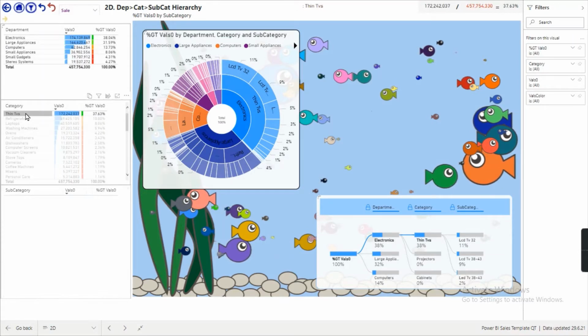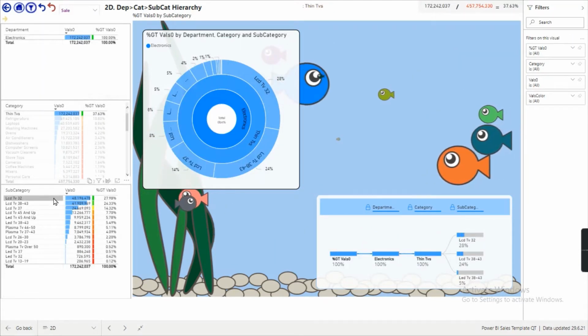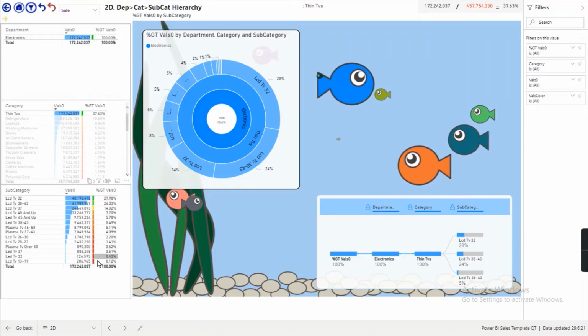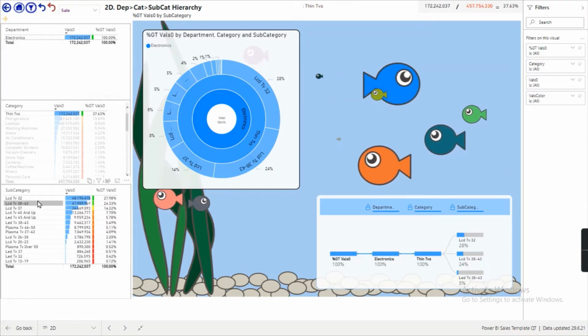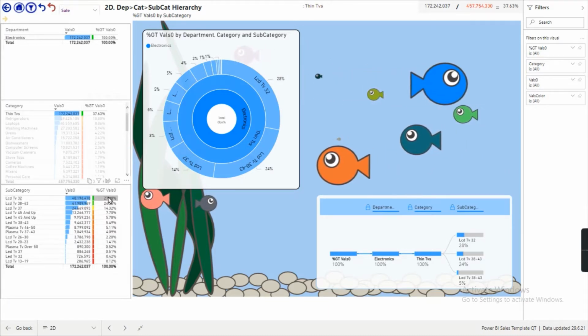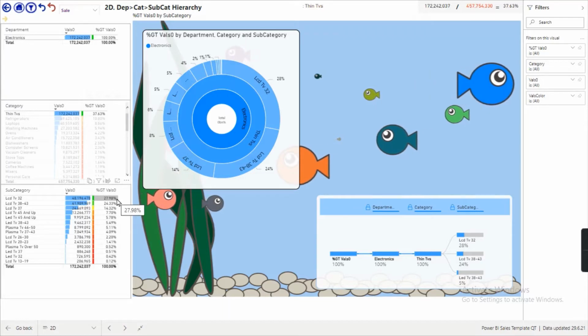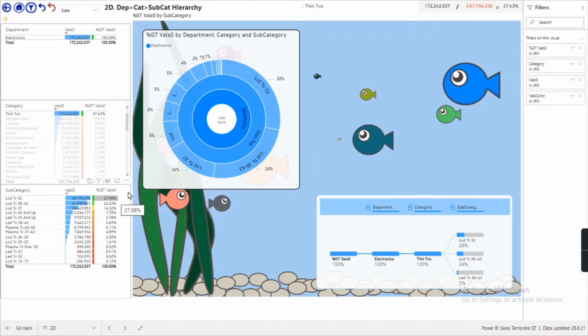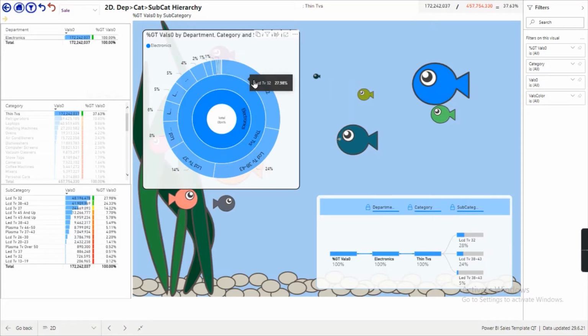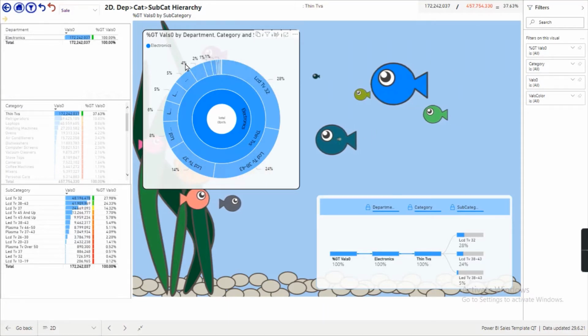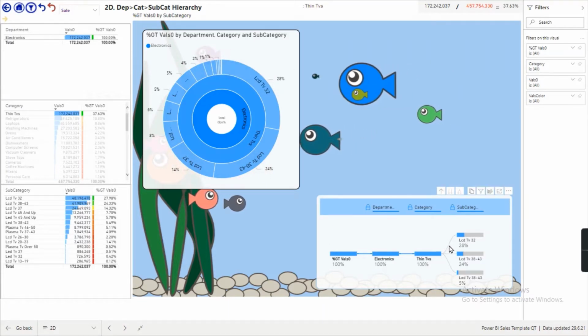If I select thin TV, I will see what's inside it. All the 100% inside it. LCD TV 32 is the biggest with 28%. Okay, 28%. We see it here too.